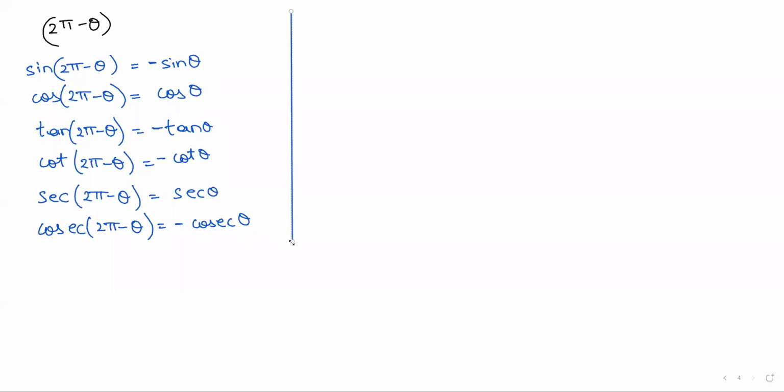The first quadrant can also be represented as 2 pi plus theta. So this was the third quadrant, this was the fourth quadrant, and this is back to the first quadrant. Sine of 2 pi plus theta is equal to, in the first quadrant all are positive and 2 pi remains as it is, so this is sine theta.